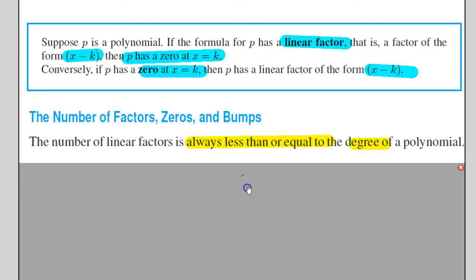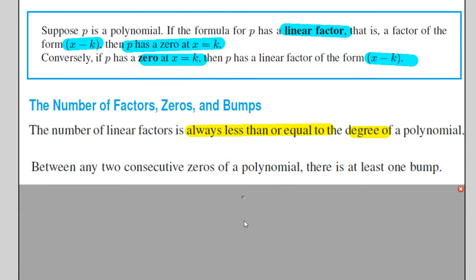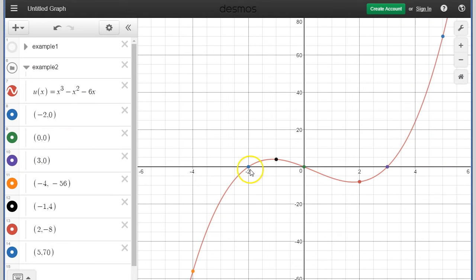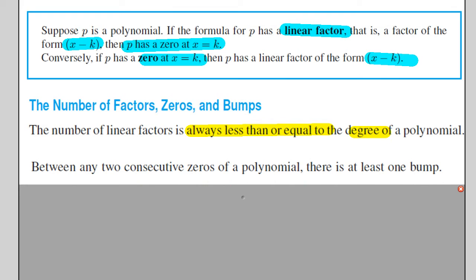Okay, so also, between any 2 consecutive zeros, in other words, zeros that are on a number line right next to one another, there is at least one bump. And I know some of you are saying, what do you mean by bump? So over here we have 2 consecutive zeros, -2 and 0, and here we have this bump or hill. And over here we have another set of consecutive zeros, 0 and 3, and we have another bump, or in this case, a valley. Okay, so that's what that means in that situation.